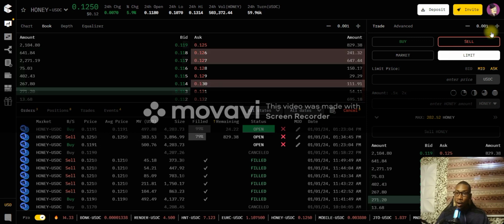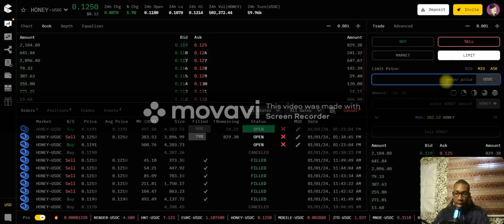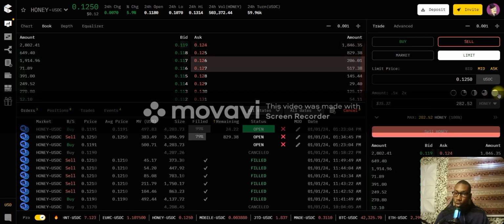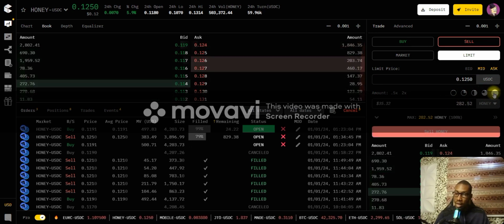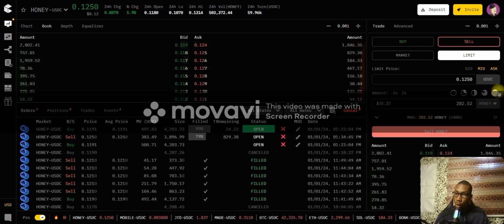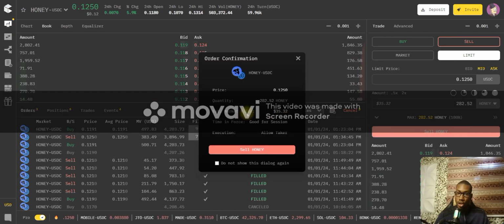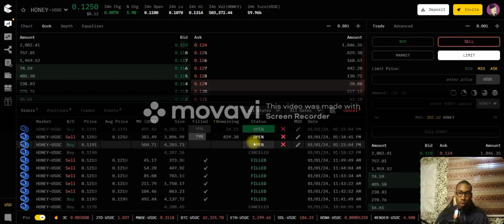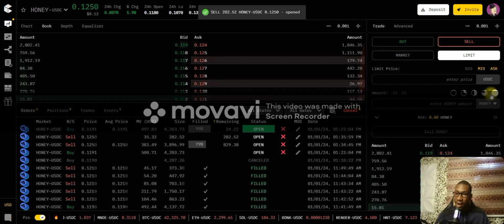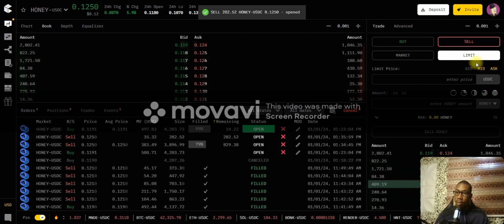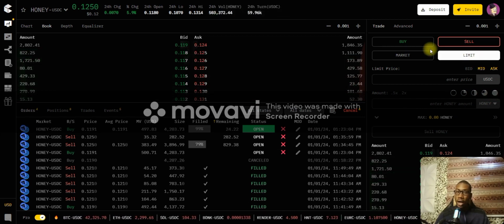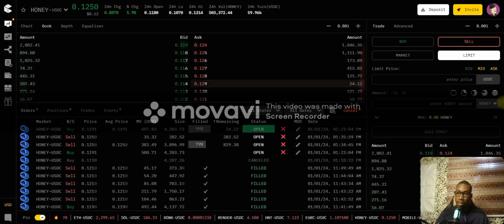You can see now I have some honey to sell. I'm going to just place 0.1250 immediately, and I'll place this. Okay, this is to tell you how much you want to sell it at. You put it on the last one, which is all. So the last cycle is stating that you want to sell everything. Okay, make sure it's on limit. Make sure either it's buy or sell, make sure it's on limit.